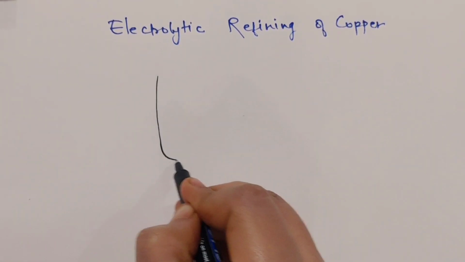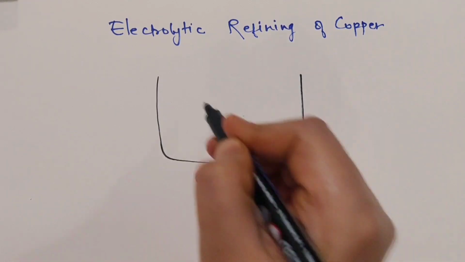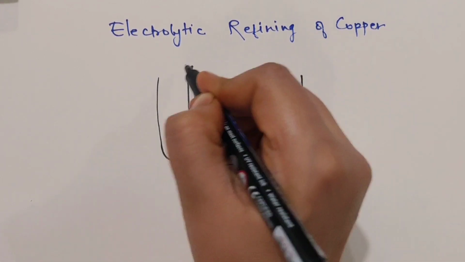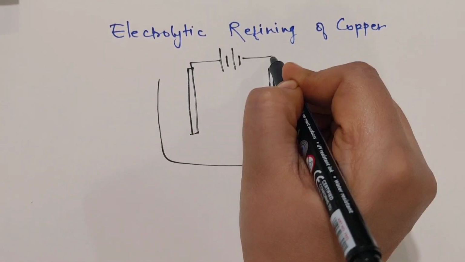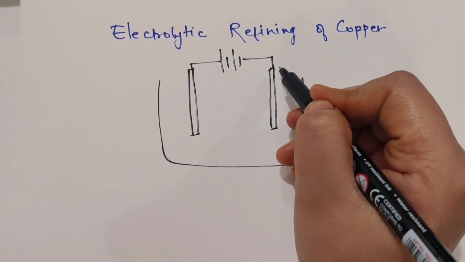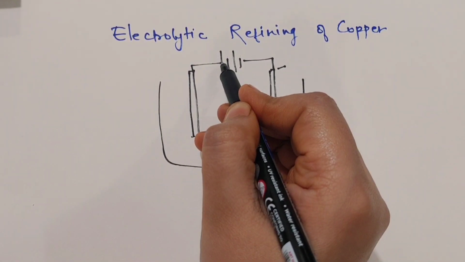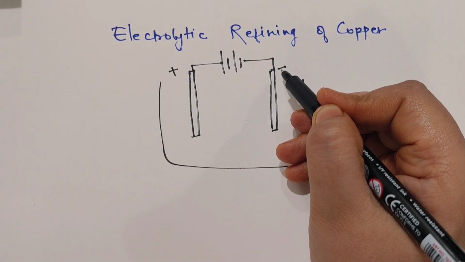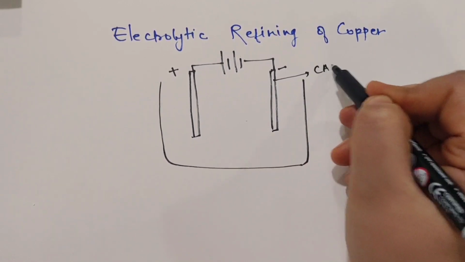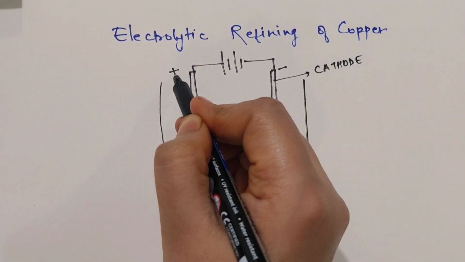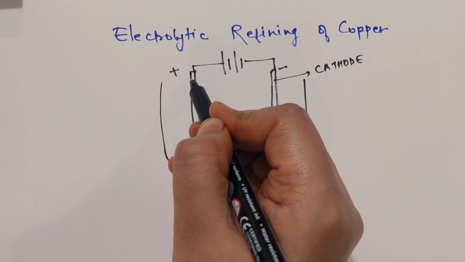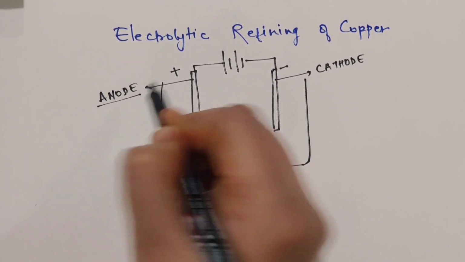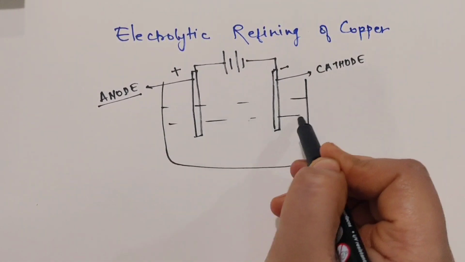Electrolytic refining of copper follows the same basic principle, same basic setup. It has two electrodes connected with a battery. This is the negative terminal, so this is the negative electrode. This is the positive terminal of the battery, so this is the positive electrode. Since this is the negative electrode, cations will go here, so this will be termed as cathode. Since this is the positive electrode, anions would be attracted to this electrode, so this would be called as anode. Apart from that, there will be electrolyte.